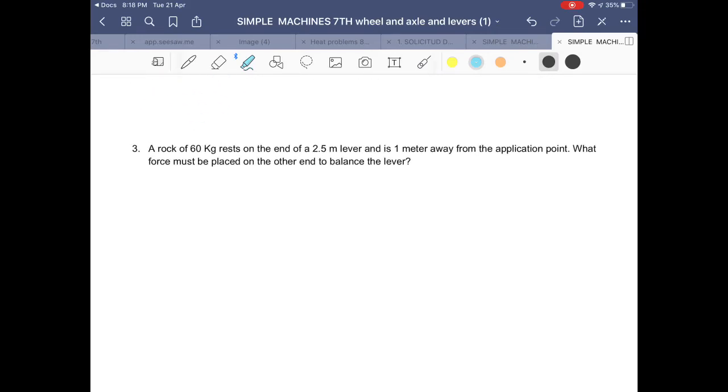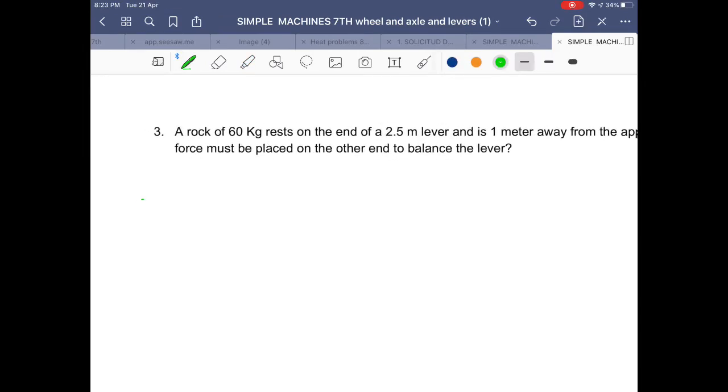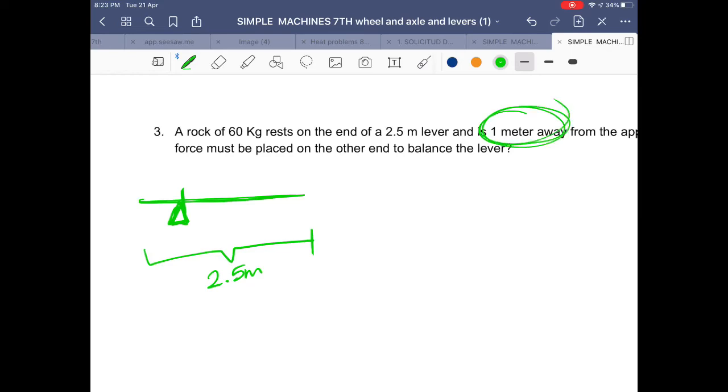A rock of 60 kilograms rests on the end of a 2.5 meter lever and is 1 meter away from the application point. What force must be placed on the other end to balance the lever? So let's check this one out. If you want to draw your lever here, they're telling you that your lever measures 2.5 meters, okay? And 1 meter, let's say right here, is the application point. So they're telling you it's 1 meter away, a 60 kilogram rock. So you have 60 kilograms here of a rock.